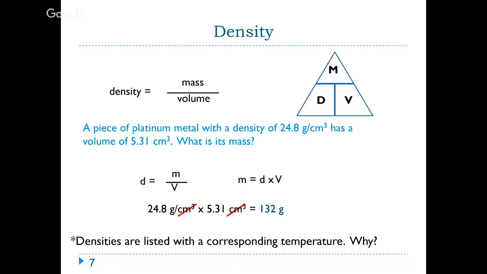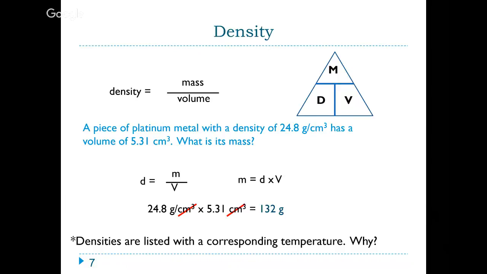Now, densities are always going to be listed with a corresponding temperature. Why? Well, when we think about density, we see that it is a mass to volume. Well, volume can change based on temperature. Substances can expand or contract based on how hot or cool they are.